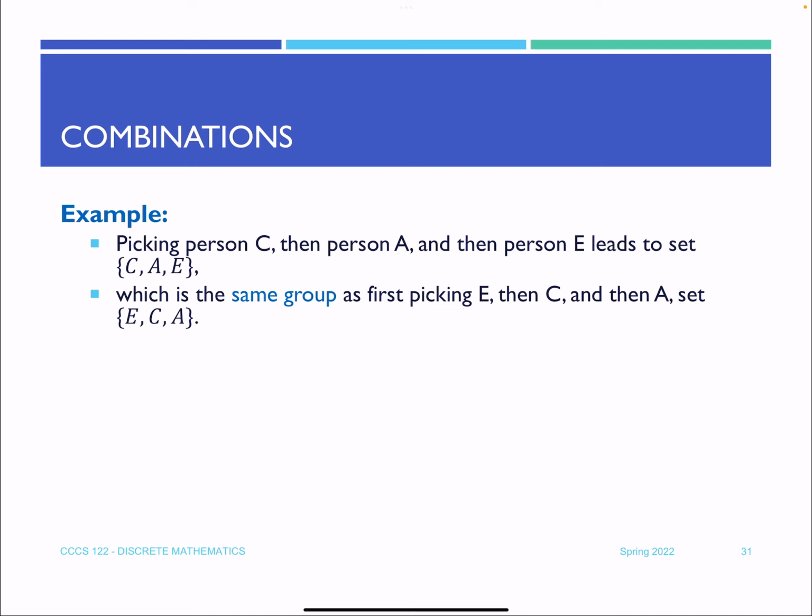So let's say you pick, out of a set, a person C, a person A, and a person E for a team. Now, whether you call that team CAE, or whether you say this is a team consisting of E, C, and A, makes no difference. It's the same group of people. This is one of those situations where order of selection does not matter. And that's why permutation is the wrong mathematical tool to use here.